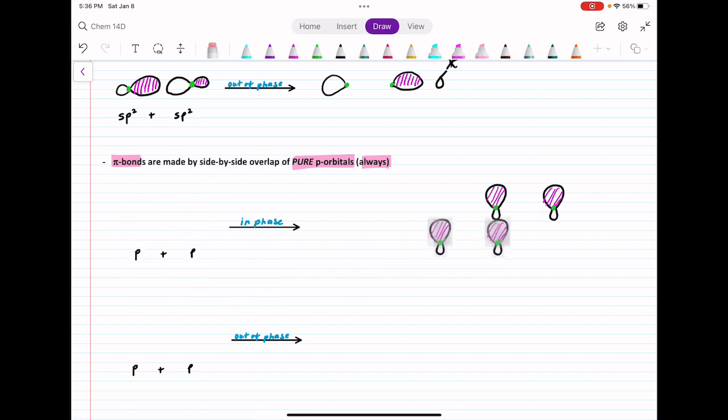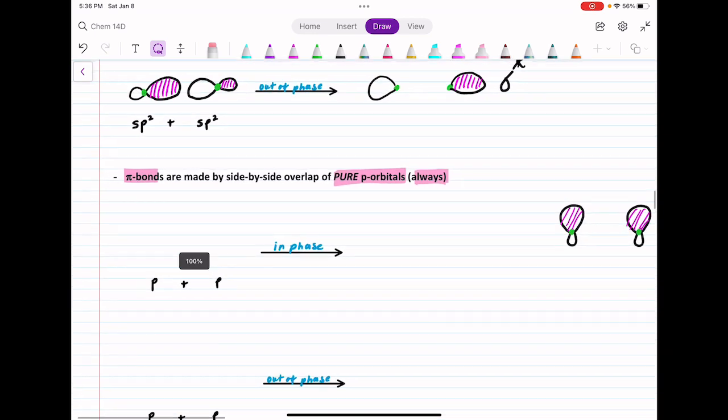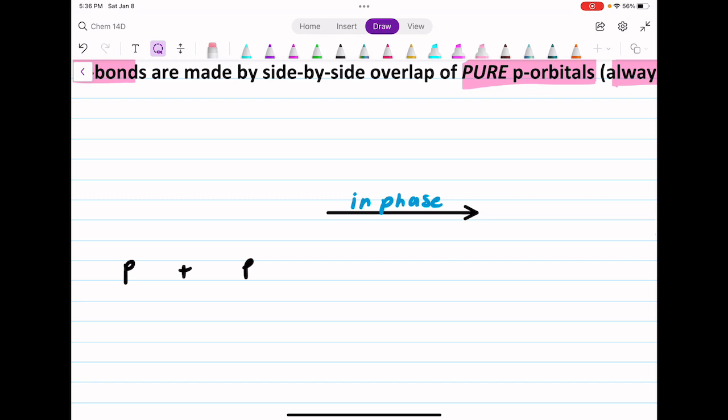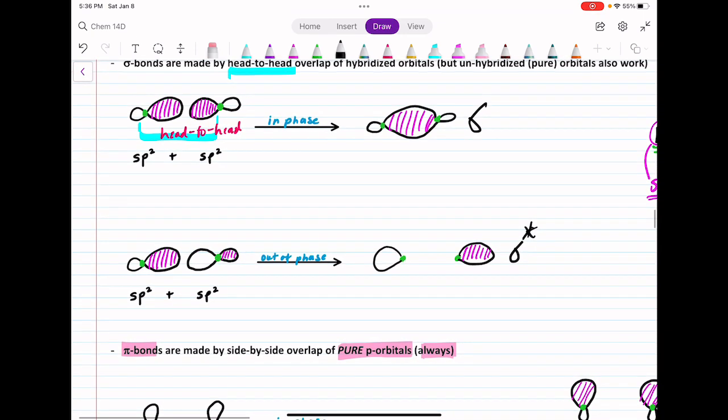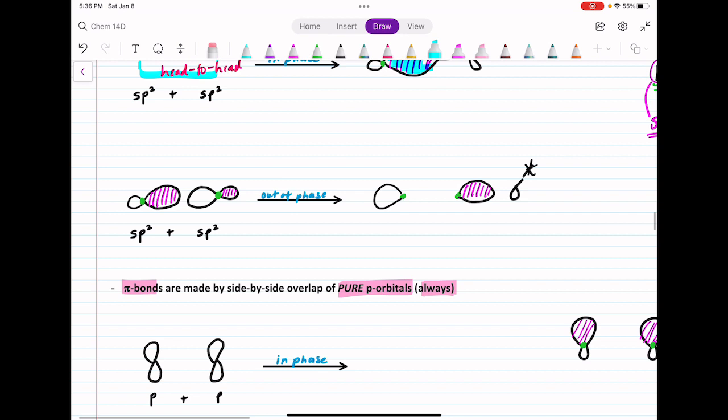So let's take a look at what would happen if we tried to use hybrid orbitals in pi bonding. But I guess first what we should do is look at how pi bonds overlap compared to sigma bonds. So pi bonds are made of overlapping orbitals side by side rather than head to head. The reason for that is because the sigma bond, when we overlapped head to head, put the electrons right here in the middle, which is ideal.